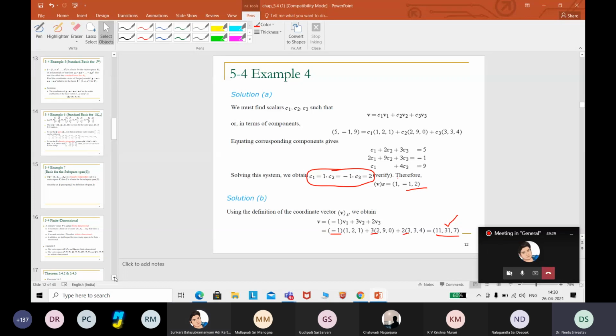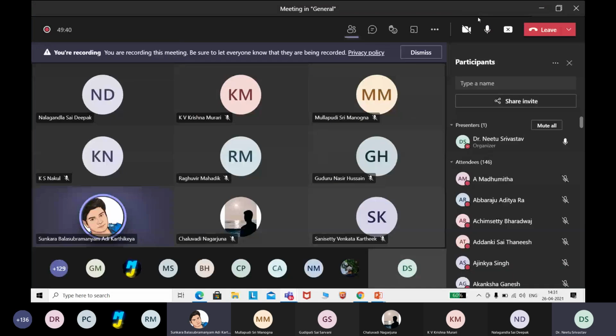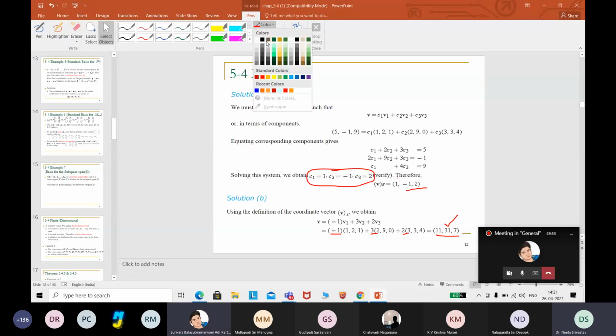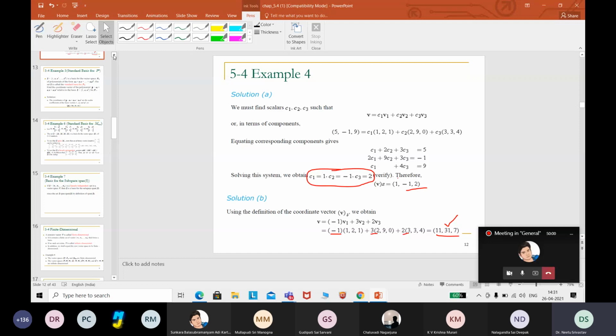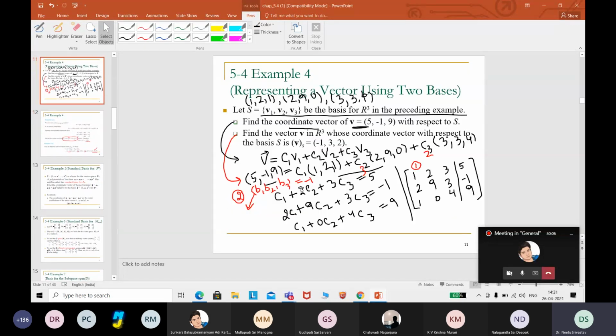Ma'am, could you please explain the solution B, ma'am? Second one. Solution A, we got it, ma'am. Solution B, I will explain. A we got, ma'am. B. Okay. They have not said anything. We'll go to the previous slide. Yeah, here also I wrote.